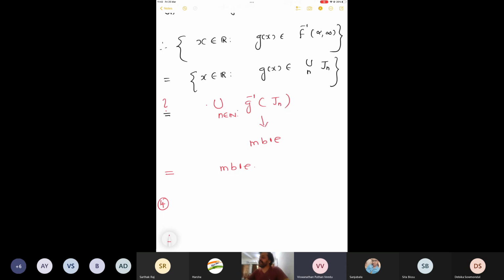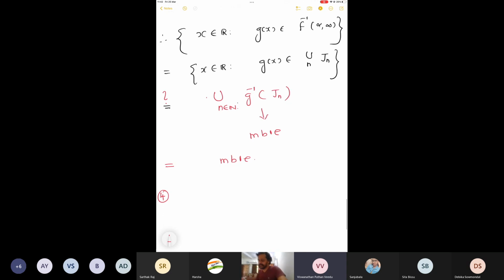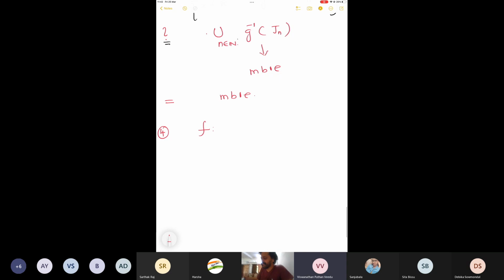That's a nice question. Let f from R to R be a measurable function and B be a Borel set. Show that f inverse B is a measurable set. f is a function from R to R, B is a subset of R, and B is Borel. Keep the definition of Borel in mind.